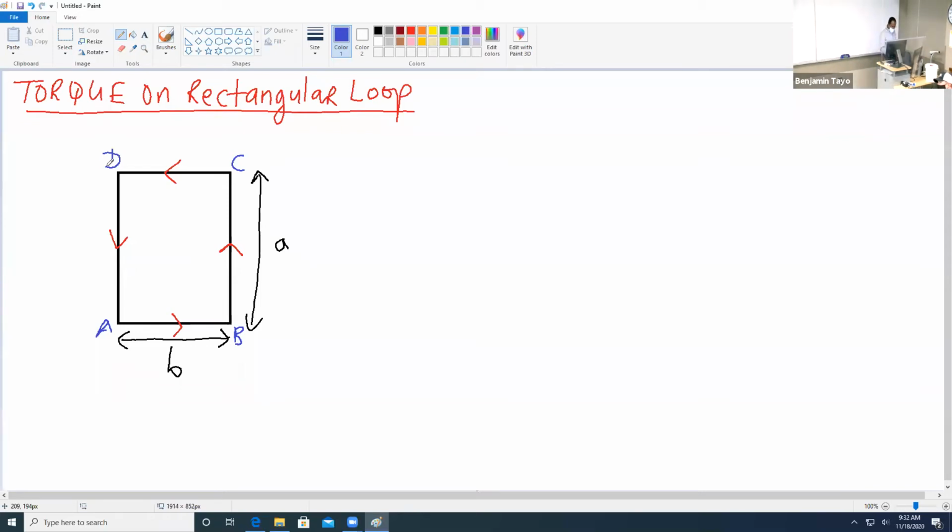Now, the current in this wire has a magnitude I, and this is placed in a magnetic field. This magnetic field is pointing like this.